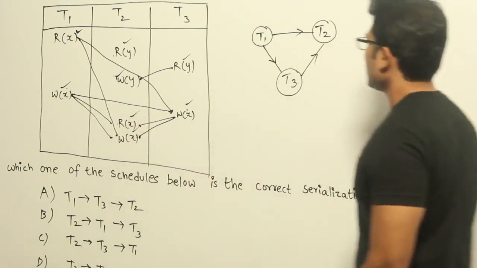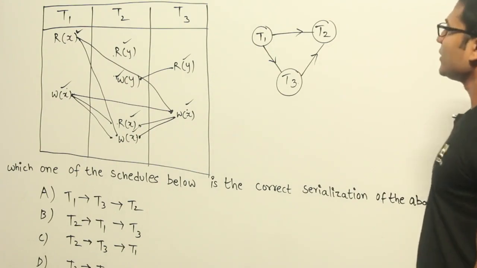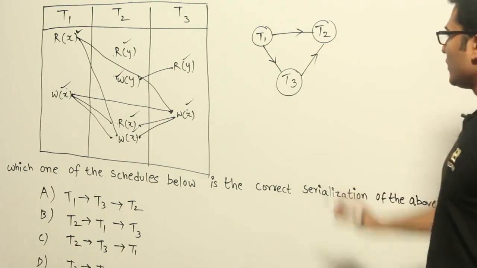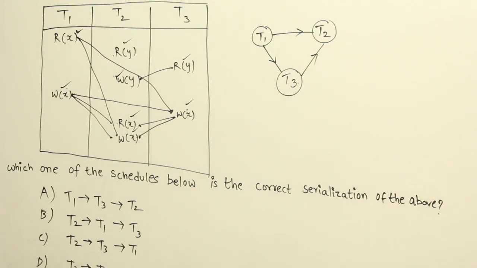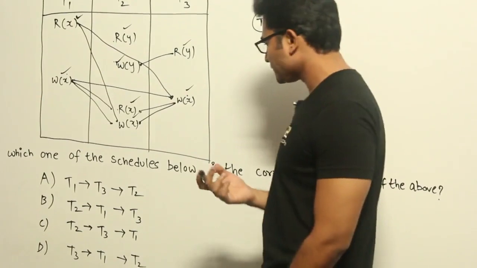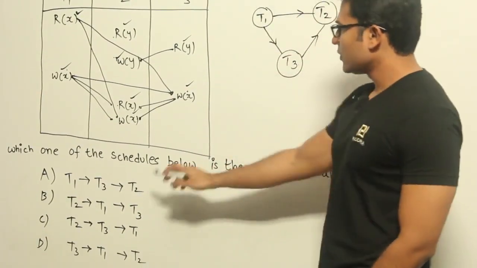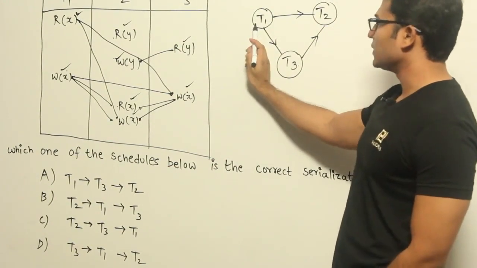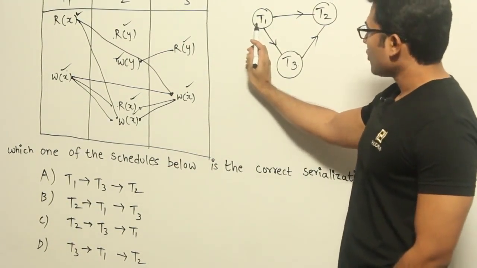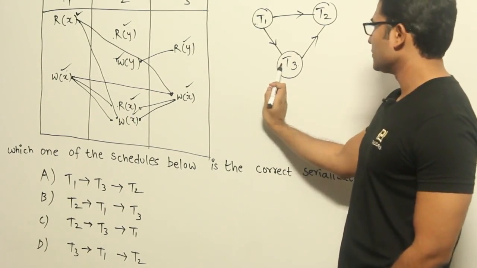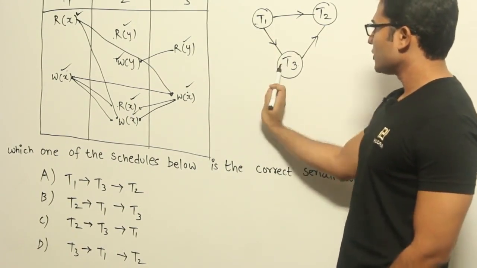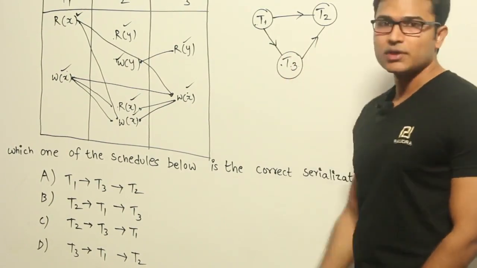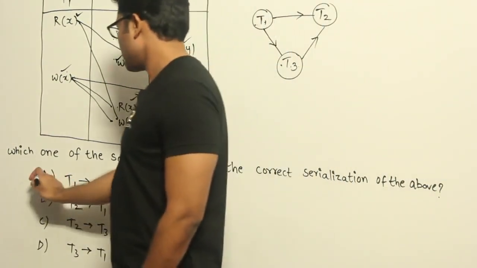Alright. So now if you look at the graph, it is clearly saying that there are no cycles, and so it is conflict serializable. Now let's see which one of the following is the correct one which is matching this. Now if you observe it, T1, T3, T2, is that possible? T1, can I start with T1 first? Yes, it is not depending on anything. And after T1, can I start with T3? Yes, because it is depending only on T1. Therefore, after T1, I can start with T3. And after T1 and T3, I can start with T2. Therefore, A is an option.